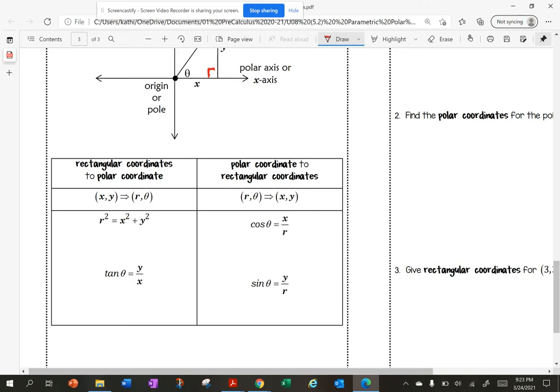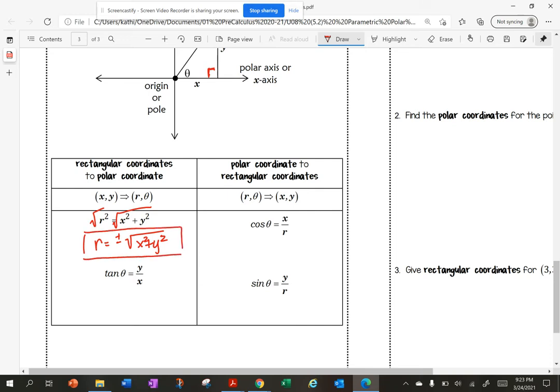to go from (x, y) to (r, θ), I'm using the Pythagorean Theorem. So I know r squared equals x squared plus y squared because I have a right triangle. So I'm going to take the square root of both sides. So simplifying, when I take the square root, I know I have a positive and a negative. So this is going to be plus or minus the square root of x squared plus y squared. So here's one of my equations.